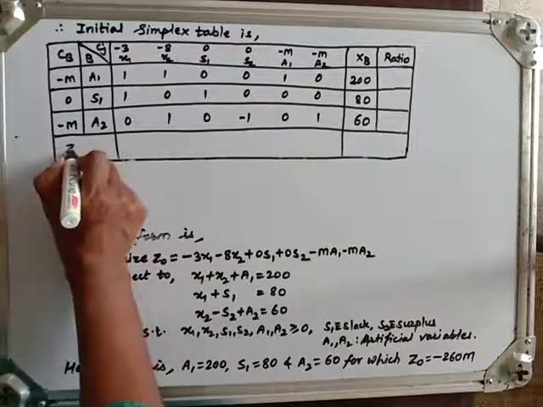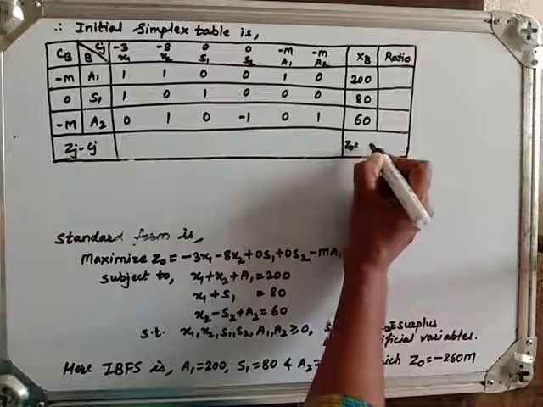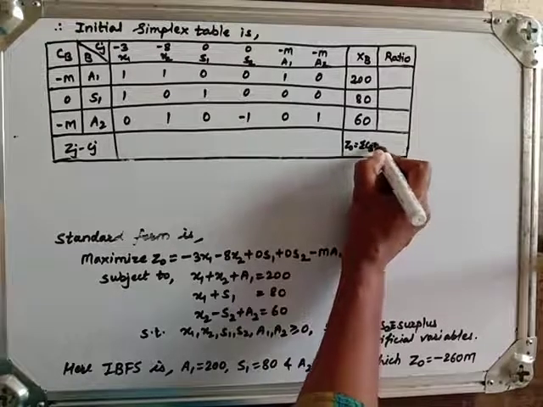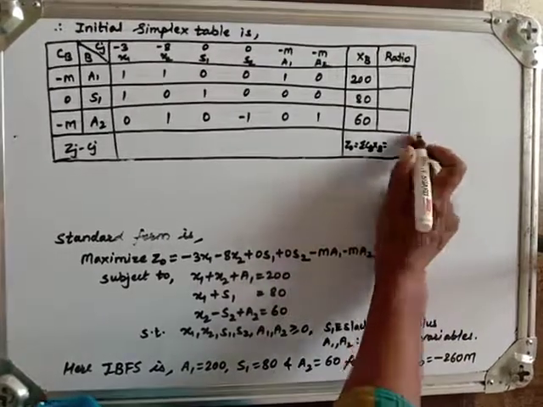Now Zj minus Cj. What is z0? z0 is the summation of CB times XB, which we have already found. It is -260M.